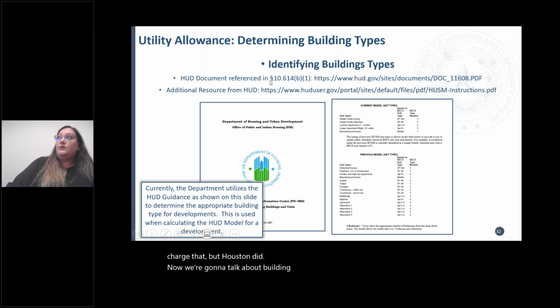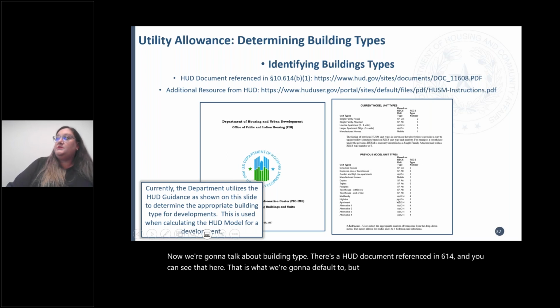There's a HUD document referenced in 614, and you can see that here. That is what we're going to default to, but HUD has also done an update in the HUD model instructions, which is much more clear. It breaks it down to just these 5, and then it tells you down here what all falls in those categories.